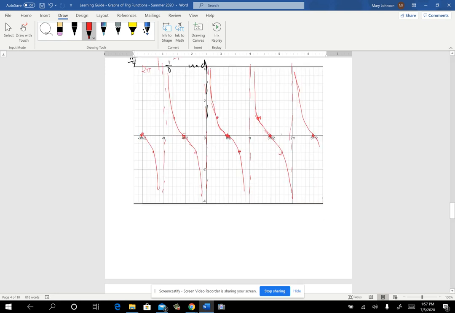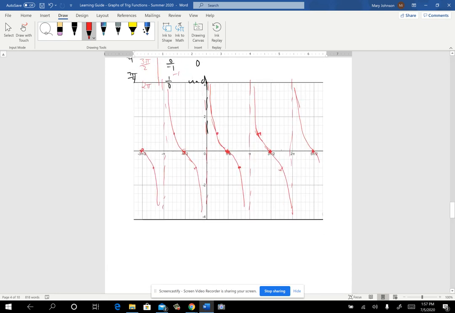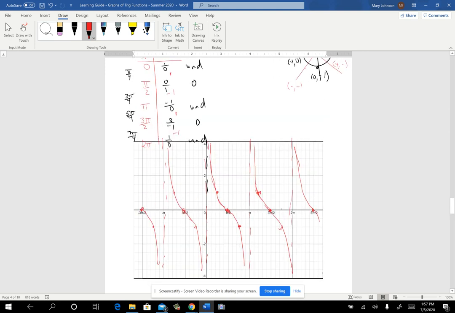All right, so I'm going to stop my video on this part right here, and then in the next video, I'll come back and we'll analyze these. We'll talk about domain and range, period and amplitude, that sort of thing.